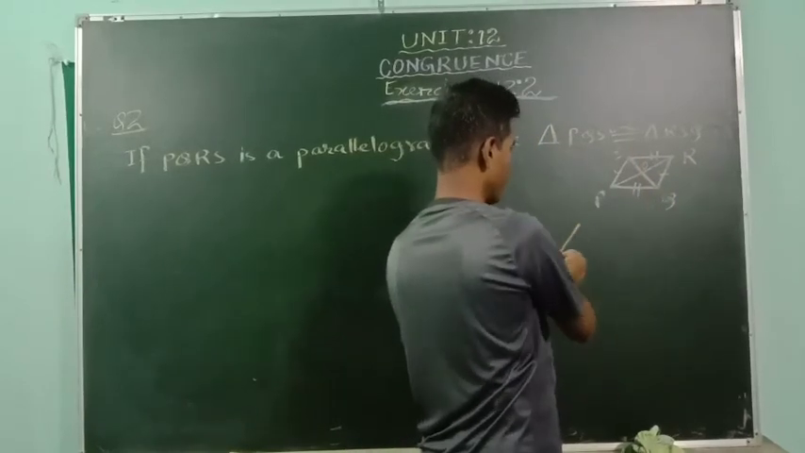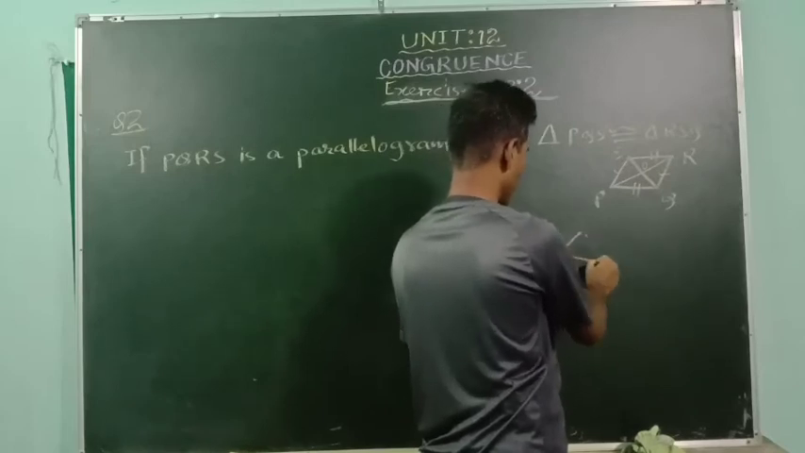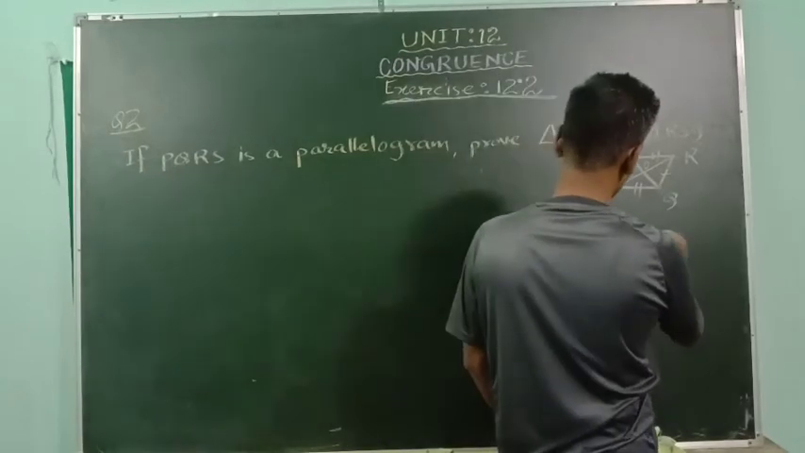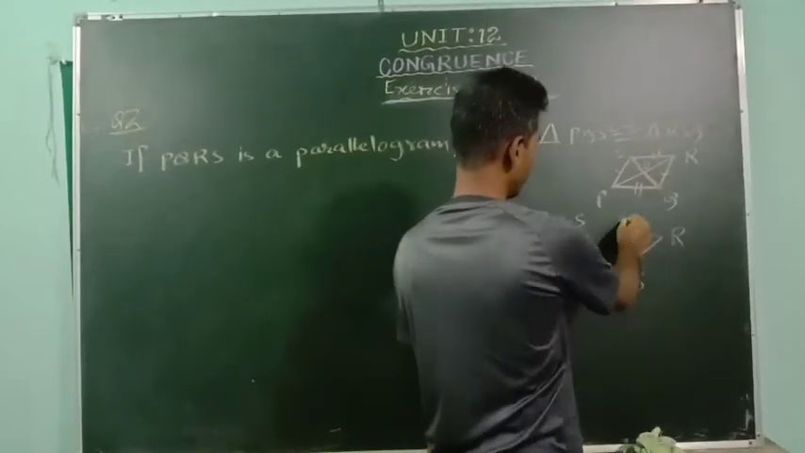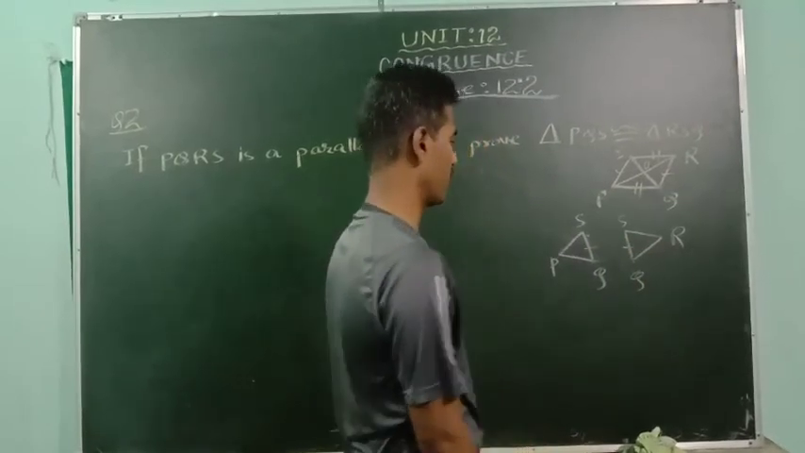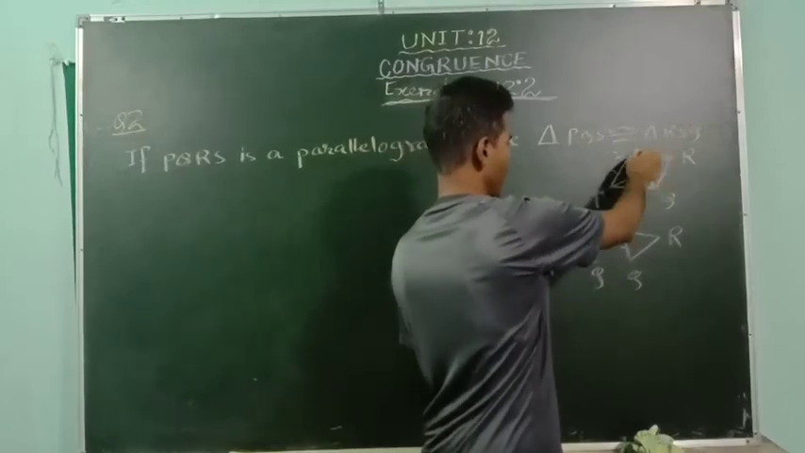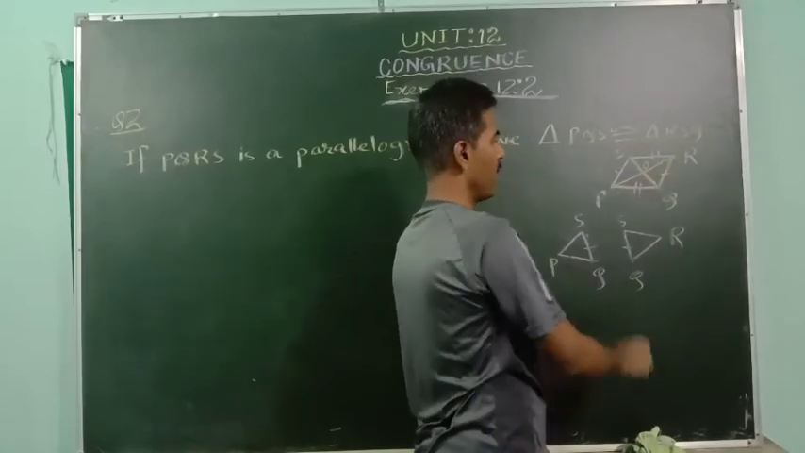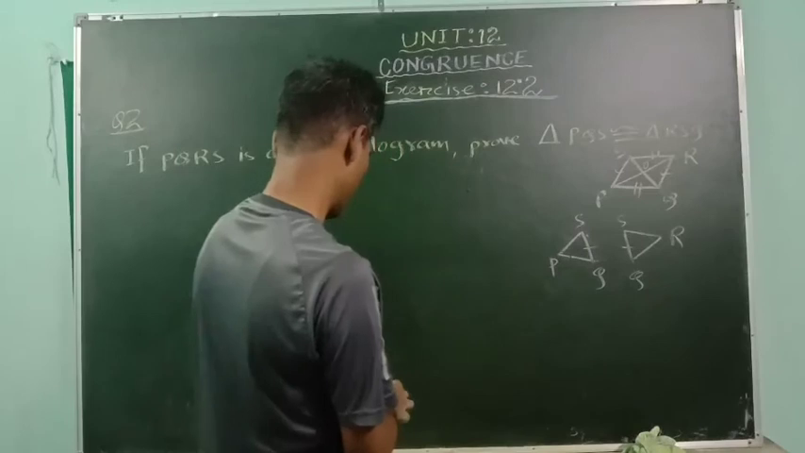When you say PQS, you have got QS. And when you say RQS, here also you have got QS. QS equals QS. PQ and SR are opposite sides of a parallelogram, so they are equal. And PS and QR are opposite sides of a parallelogram, so they are equal. So it's very easy to prove.